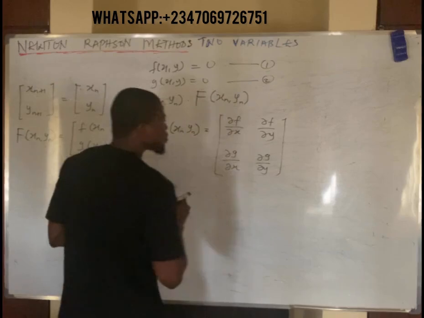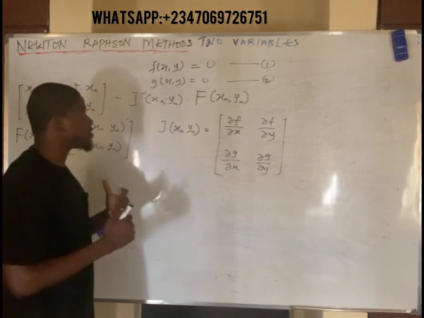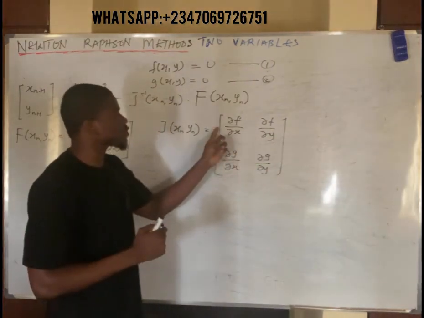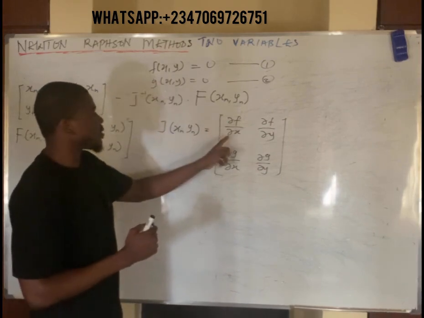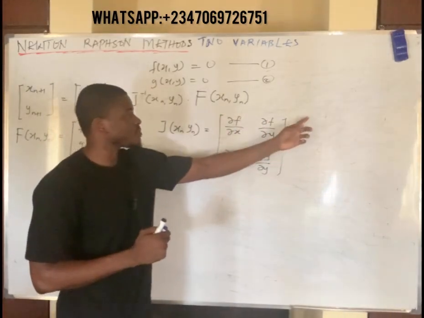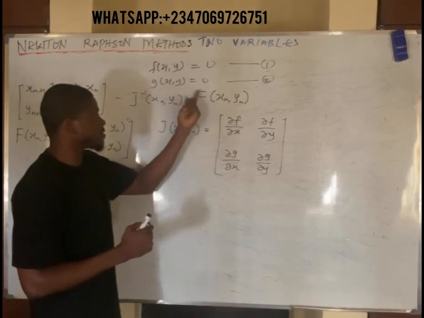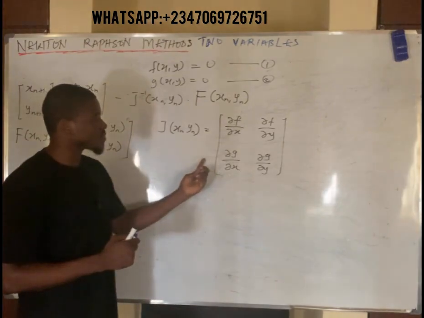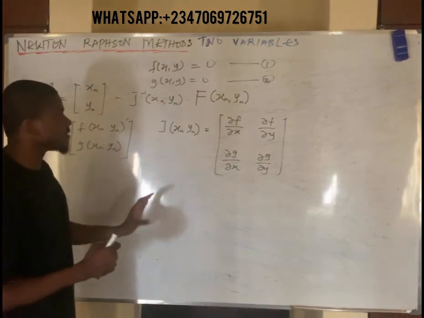So in a situation where you have up to 3 variables in that equation, that means you're going to be having 3 equations. In that case, you have to remember the first equation will always take the first row. So you have partial f, which is the first equation, over partial x, then partial f over partial y. If there's a third variable, it becomes partial f over partial z. Same thing goes for g, which is the second equation, and again the third equation. So the first equation takes the first row, the second equation takes the second row, and the third equation takes the third row. Now this is actually the Jacobian of the given function.